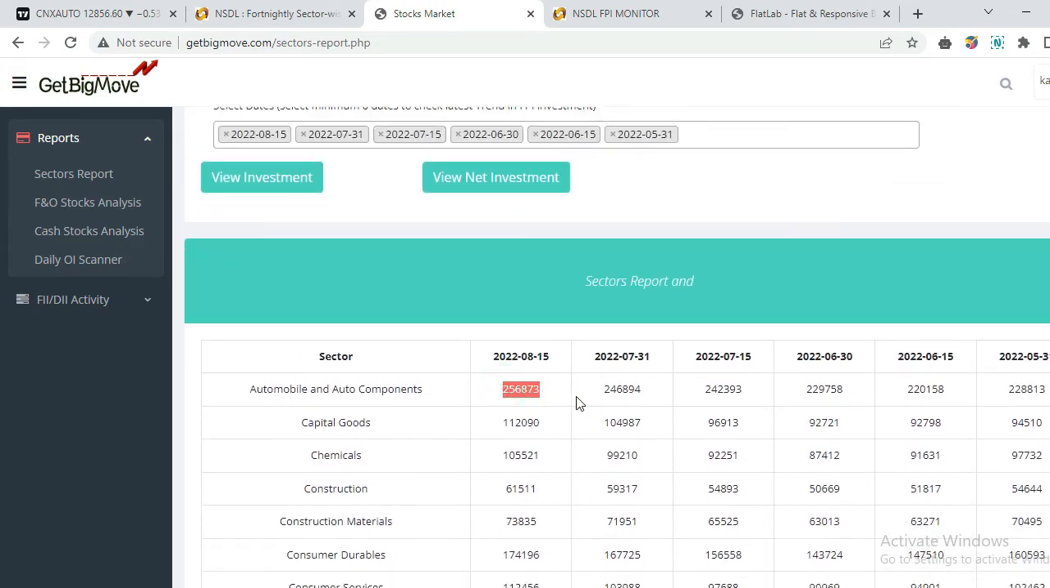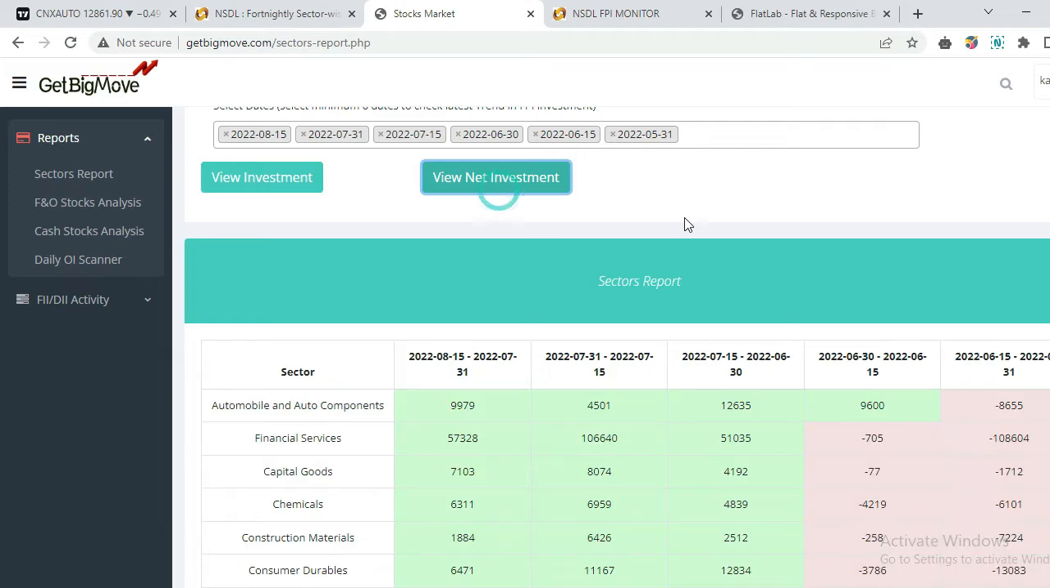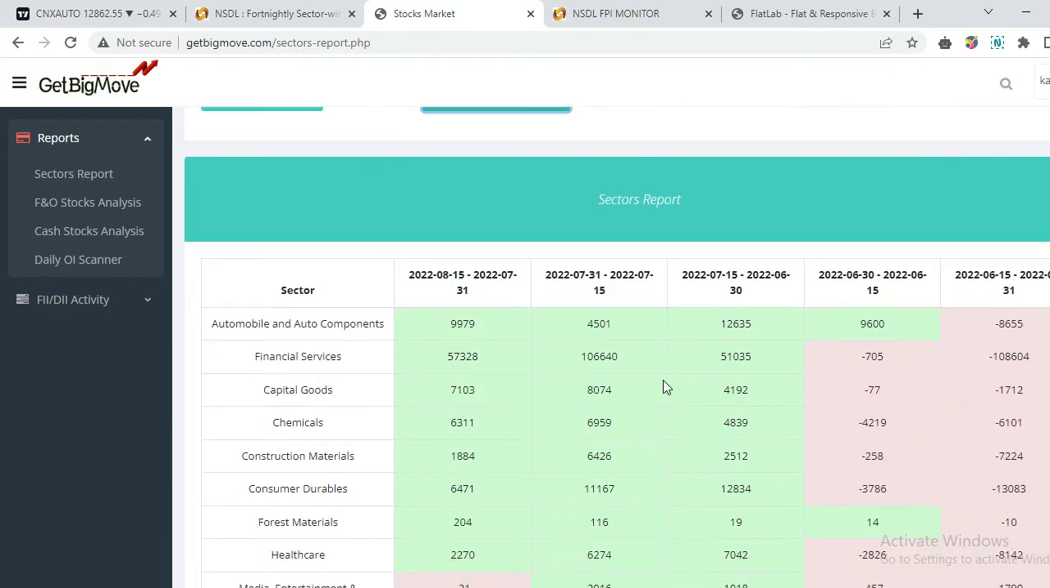When we get this data, we want to interpret it in a better way so that we can see what is going on behind each and every sector. When I click on view net investment, you will see a new set of data telling me whether money has been withdrawn or added into the system by the FPIs. During the fortnight of 31st May to 15th June, they withdrew around 8600 crores, the net value. But after that they are adding more and more money into the automobile sector.